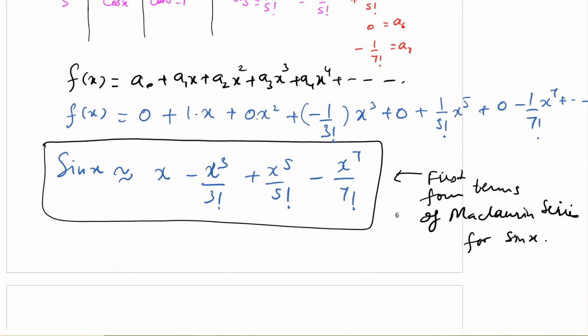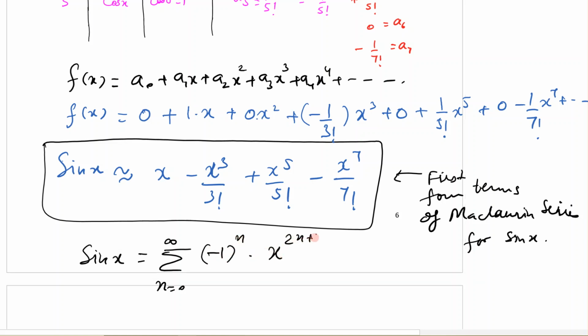And if you want to write all the infinite terms, you can see the pattern that we have. The sum for n from 0 to infinity of negative 1 raised to power n, times x raised to power 2n plus 1, so only the odd powers, over the factorial of odd numbers, 2n plus 1 factorial. So this is how we get our Maclaurin series. I hope that makes sense.